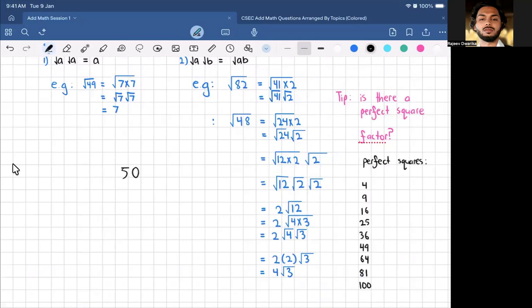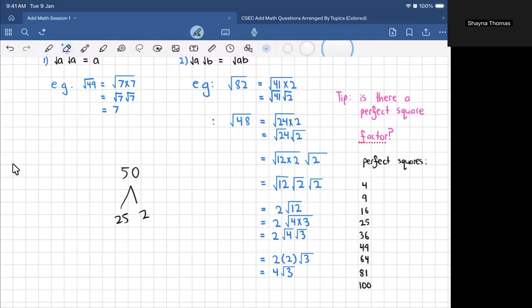Sheena, I want you to look at these perfect squares and ask yourself, could any of those numbers go into 50 without leaving a remainder? So 4, 9, 16, 25, 36, 49, 81, 100. Which one of those numbers could go into 50 without leaving a remainder? 25. Right. So I can write 50 as 25 by 2. Yes or no? Yes, sir. So keep that in mind.